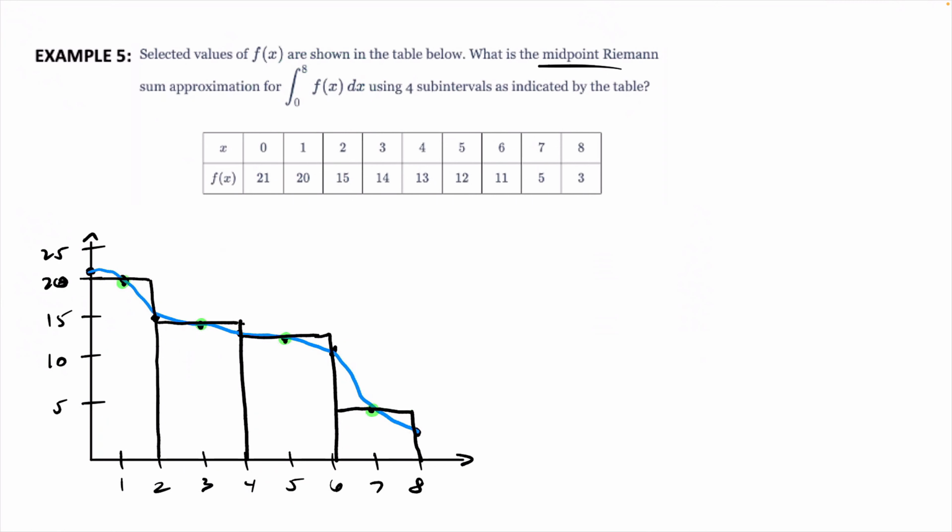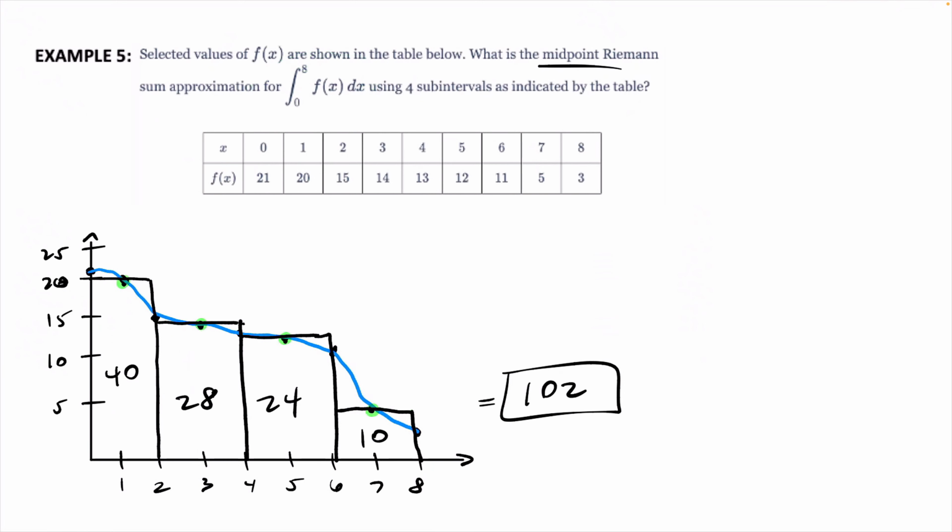Okay, so the first rectangle is 2 by 20, 40 area. 2 times 20. The second one is 15 times 2, 30. The next one is 12 times 2. 14 times 2? Oh, okay. Yep, 2 to 4. So it'll be 28. The last one is 2 by 5. Add them all together, you get 102.